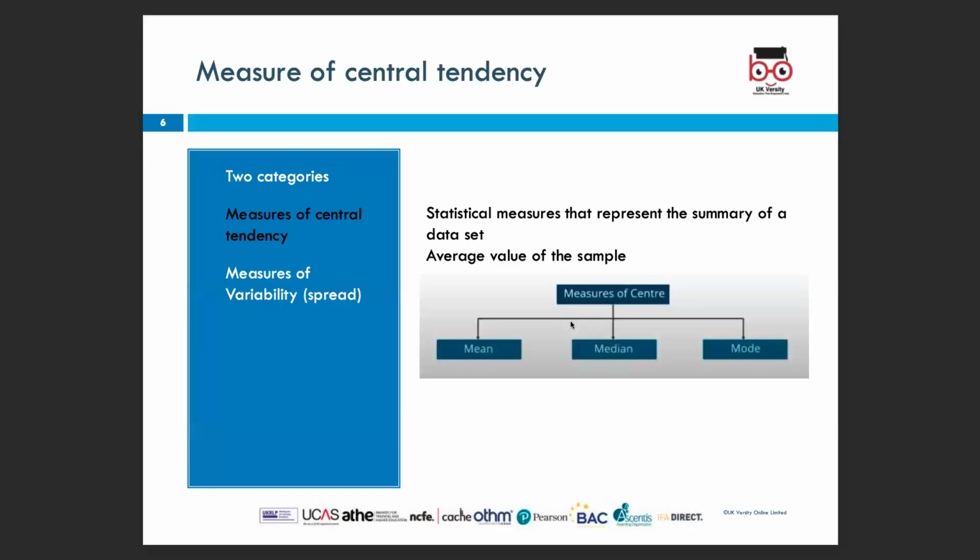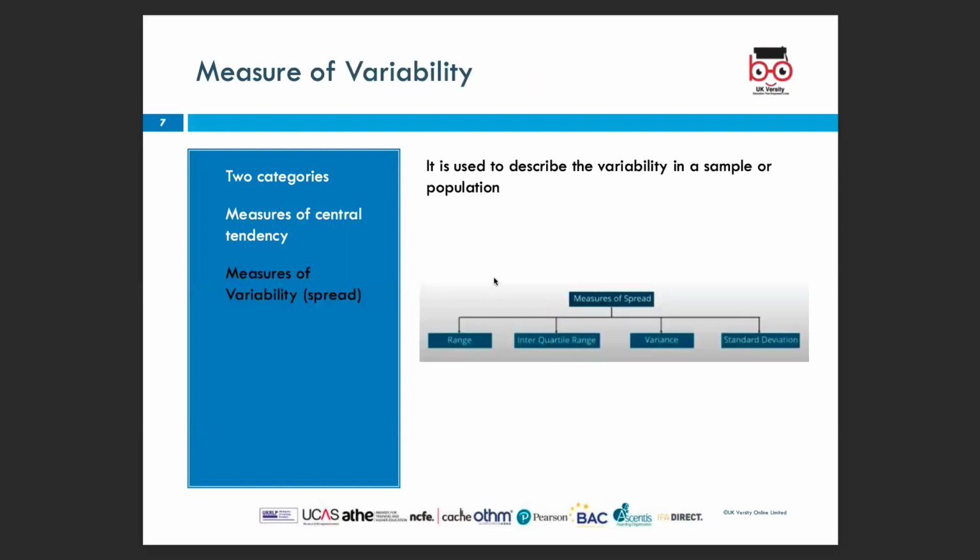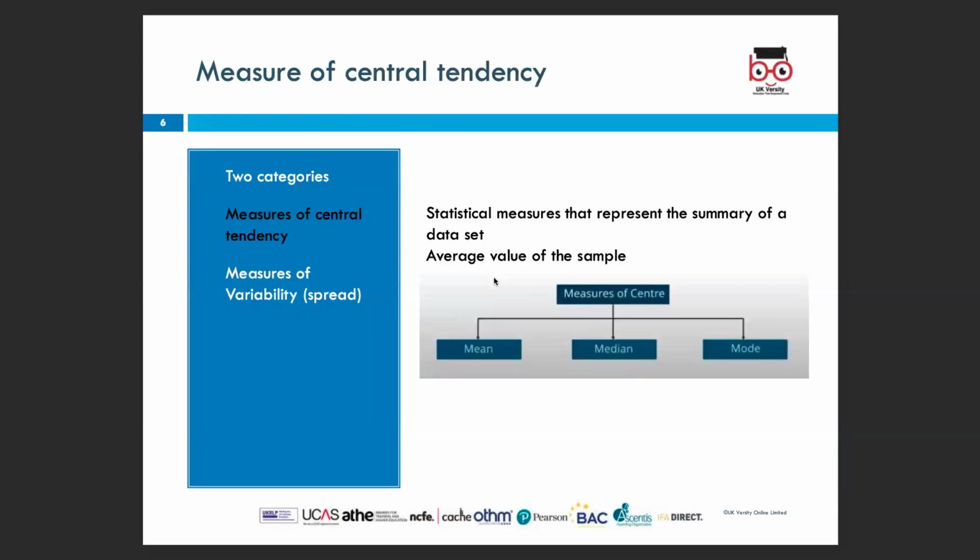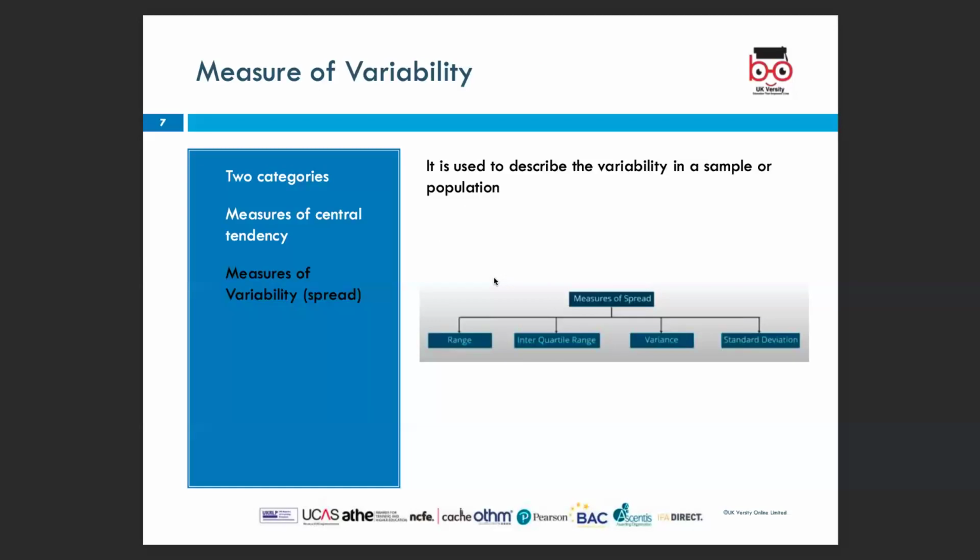So we have 2 categories: measure of central tendency and measure of variability or spread. In this image, we have the mean, median, and mode, which are the measures of center. These are statistical measures that represent the summary of a data set, the average value of the sample. Also, we have measures of variability. So the first one is measure of central tendency. The second one is measure of variability, or spread.